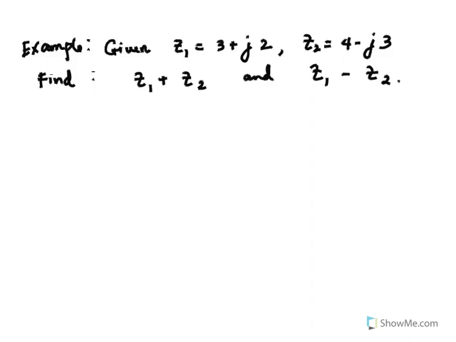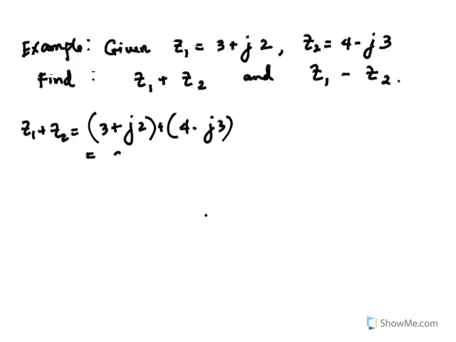So, if you have z1 equal to 3 plus j2 and z2 equals 4 minus j3, let's find the sum. So z1 plus z2 is equal to 3 plus j2 plus 4 minus j3. Actually, pwede natin gawin dito, tanggalin yung grouping symbol, just simply 3 plus j2 and then plus 4 minus j3. Tapos, combine natin yung real parts. So that will be 3 plus 4, so you have 7, and then j2 minus j3 is negative 1, 2 minus 3 is negative 1, so this is negative j.